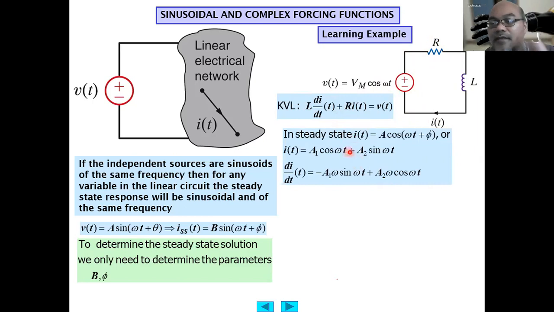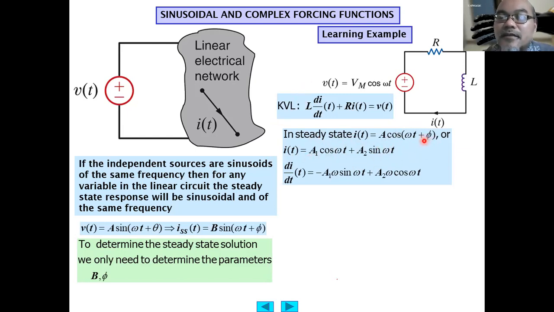Okay. So in steady state, the i(t) will be equal to an amplitude A cosine omega t plus phi, the same frequency as the independent source, with phi the phase. Or we can express it as i(t) equals A1 cosine omega t plus A2 sine omega t. The phi here is expressed as A2 sine omega t.